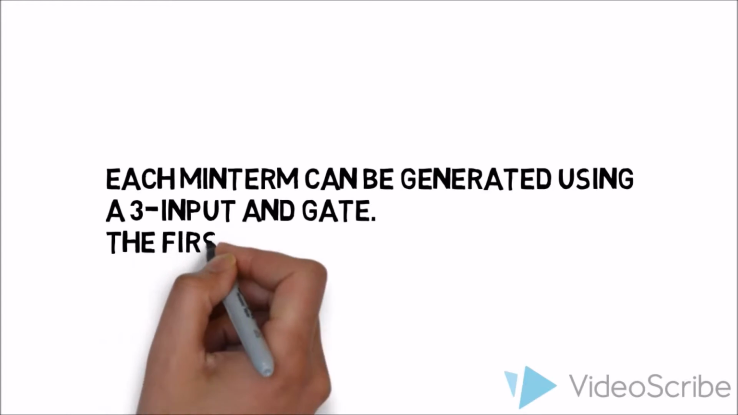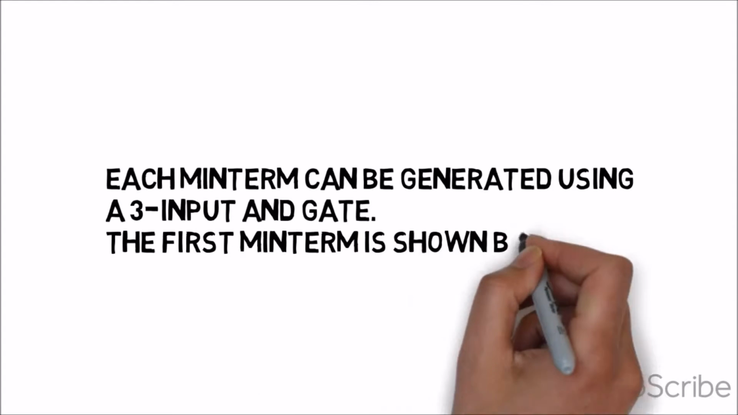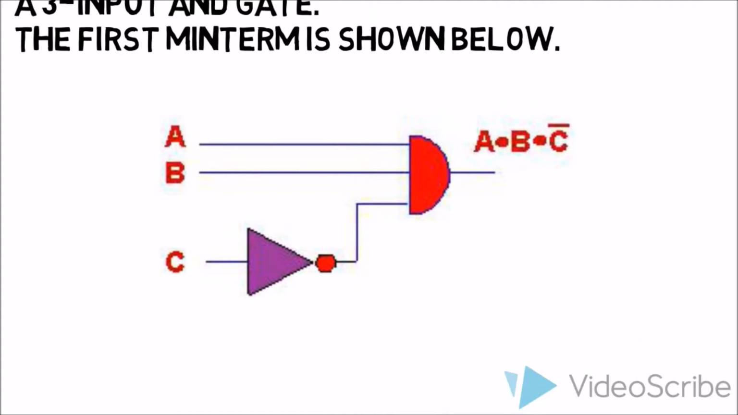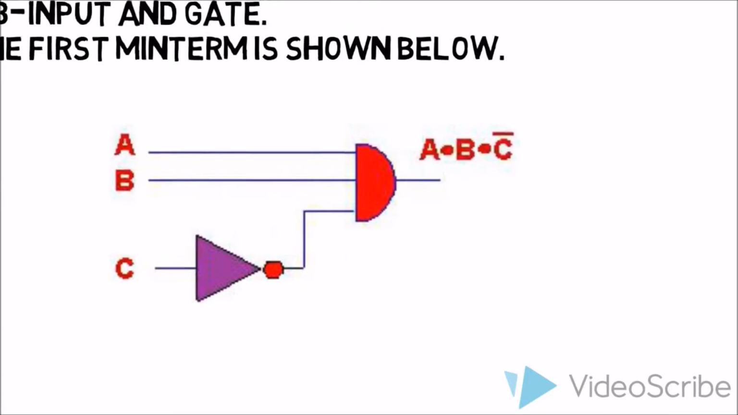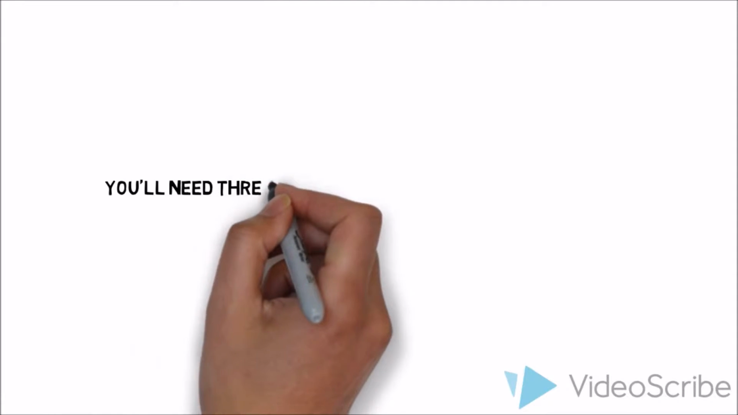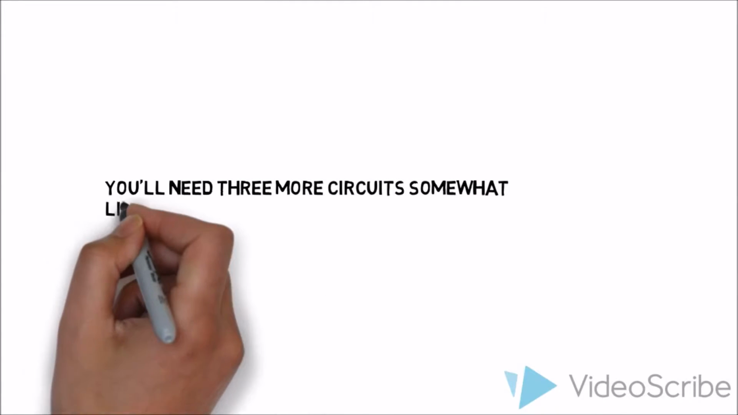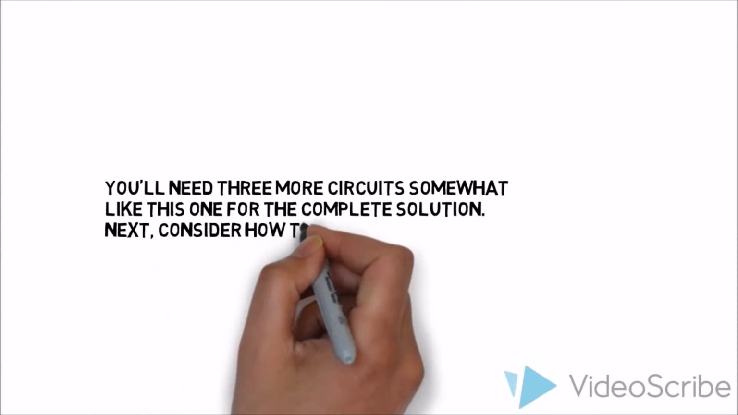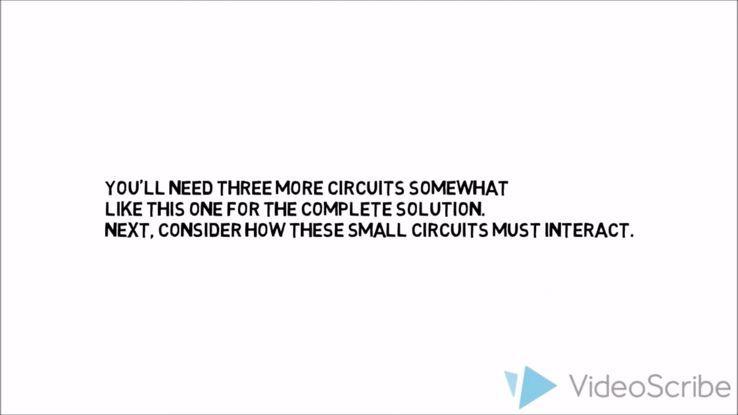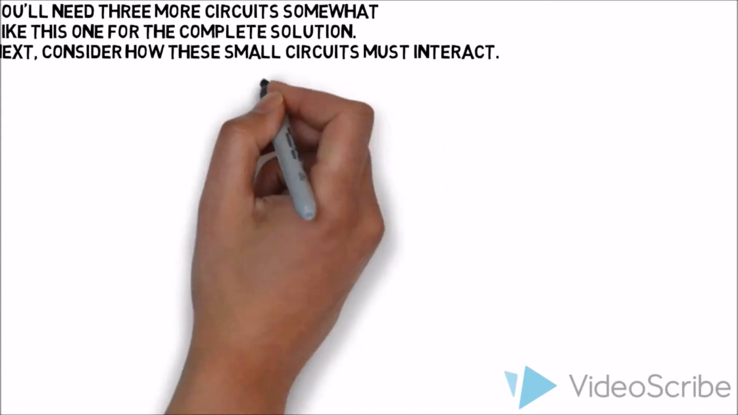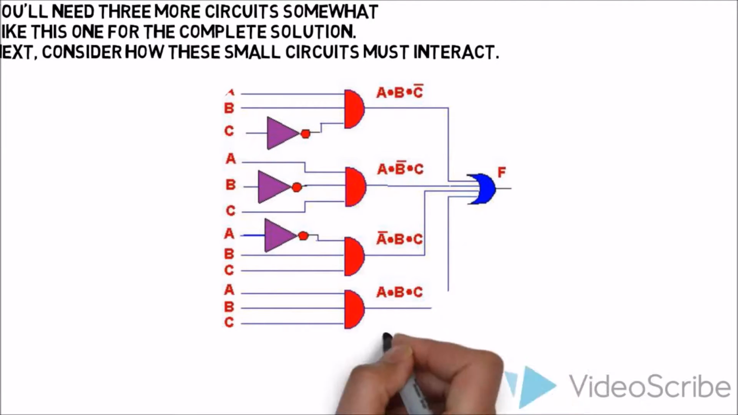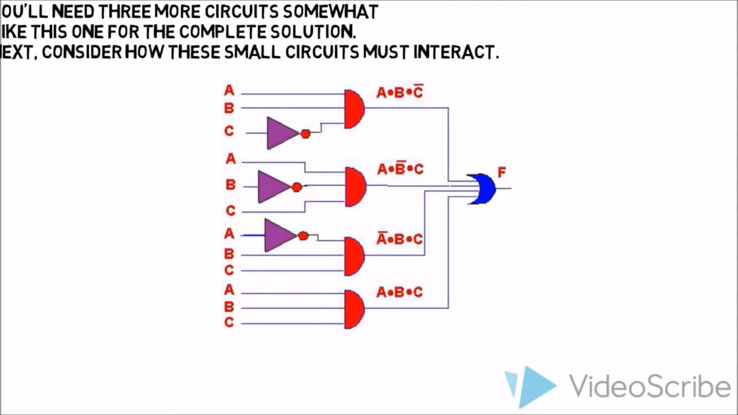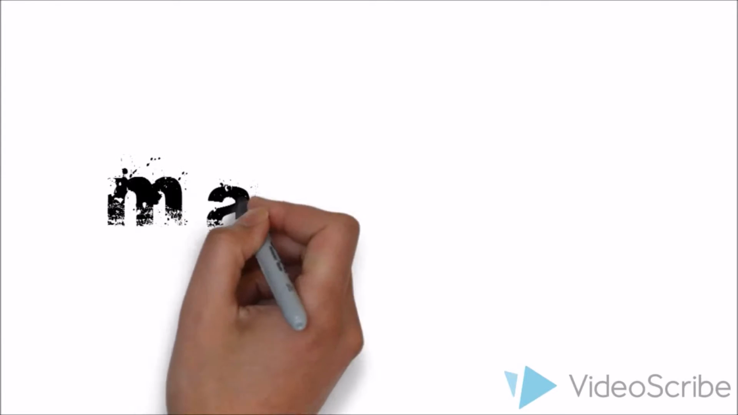Each minterm can be generated using a 3-input AND gate, and the first minterm is shown below. You will need 3 more circuits somewhat like this one for the complete solution. Next, consider how these small circuits must interact. The function is 1 whenever the first term is 1, or when the second term is 1, or when the third term is 1, or when the fourth term is 1. To implement that, you'll need the following circuit.